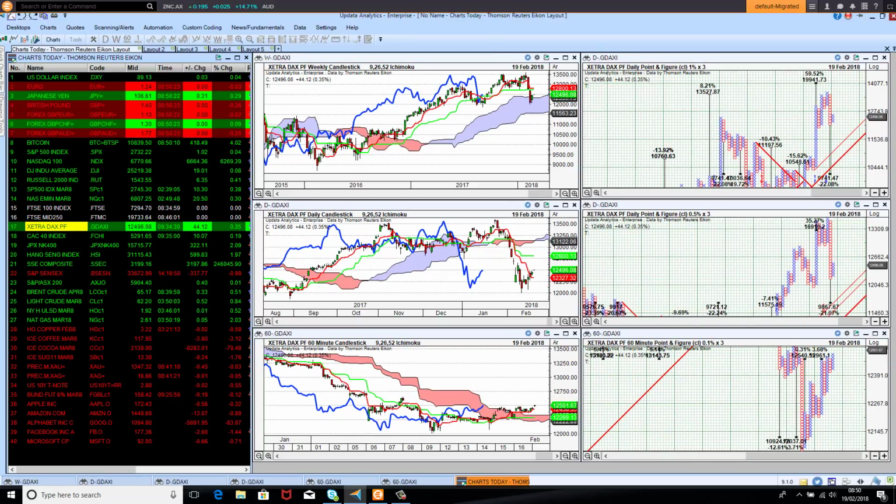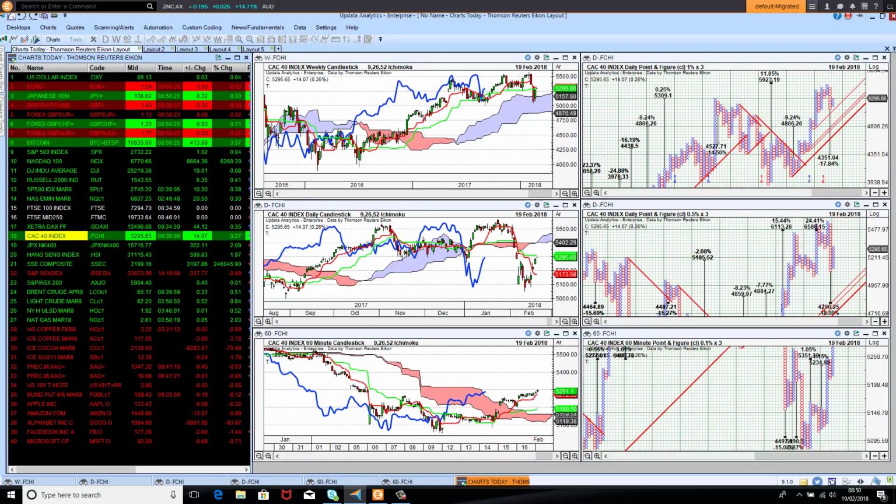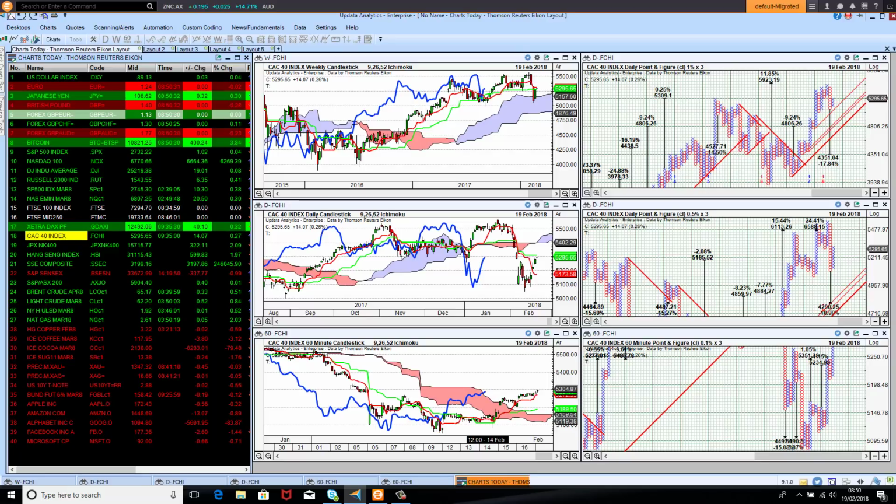The Xetra DAX also just recovering through. And as I'm on Thomson Reuters, I thought I'd take a look at the CAC 40. Here we see that we're just coming through on the cloud as well. So European markets recovering. The continental markets looking just slightly better than FTSE at the moment.